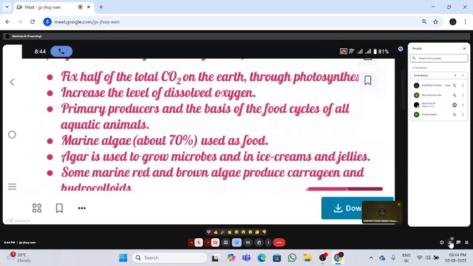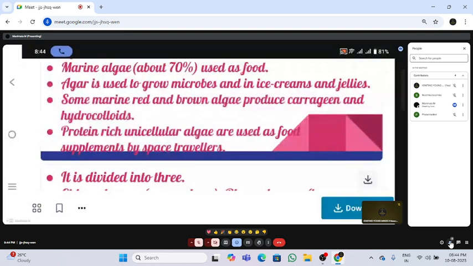Next, industrially, what is the function? Agar agar, as I told, alginic acid, carrageen and iodine are the major products derived commercially from this algae. Please make a note of it. So these are the products of economic importance. Make a note.